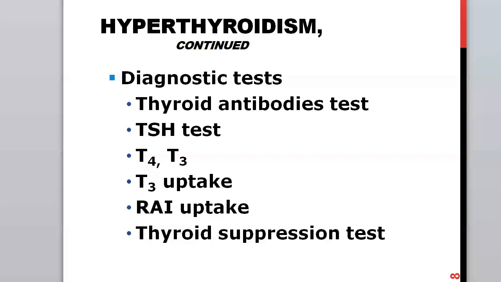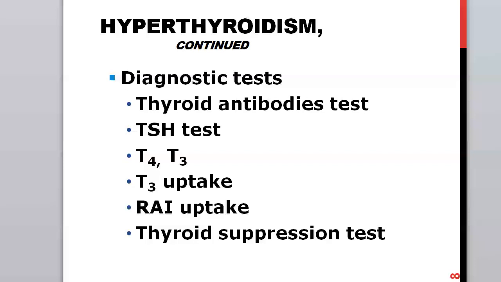And then we have T3 and T4 tests, just measuring the thyroid hormones, and then a T3 uptake test. Usually they mix the patient's blood with a radioactive T3, and the results are elevated in hyperthyroidism. And then the RAI uptake test, which is basically a thyroid scan, and it measures the absorption of 131I or 123I by the thyroid gland. And that is radioactive iodine uptake.